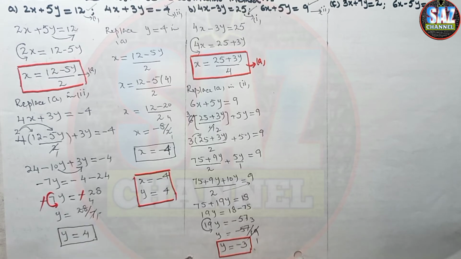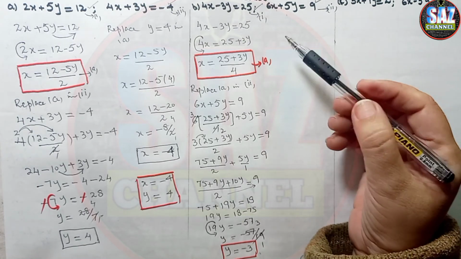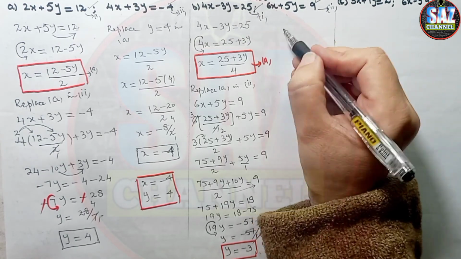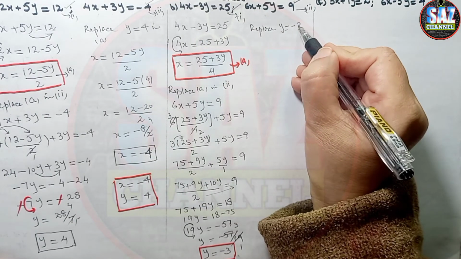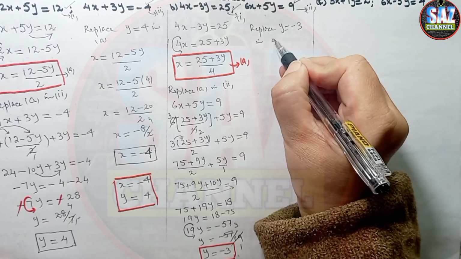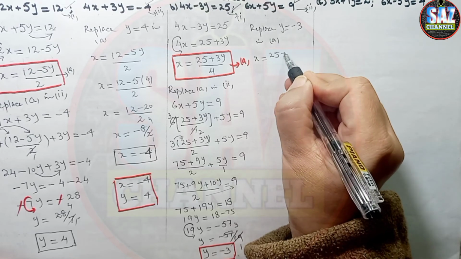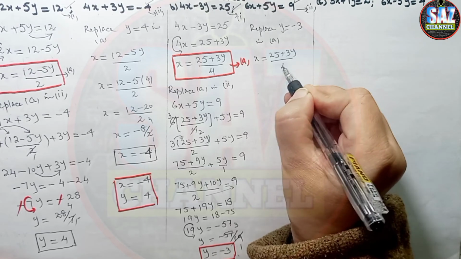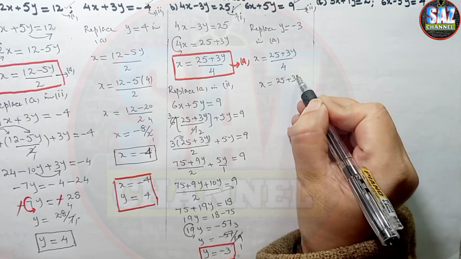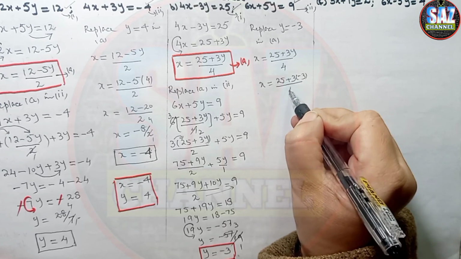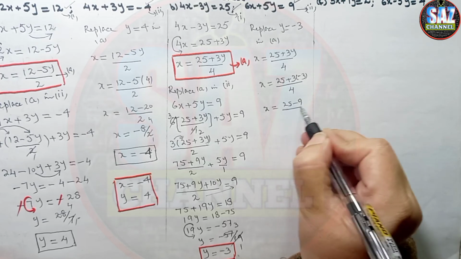Now after getting the value of the first variable, I have to replace it in any one of the equations to get the value of the other unknown. Replace y equals minus 3 in A. So x can be (25 plus 3y) by 4. x can be (25 plus 3 into minus 3) by 4. x equals (25 minus 9) by 4.